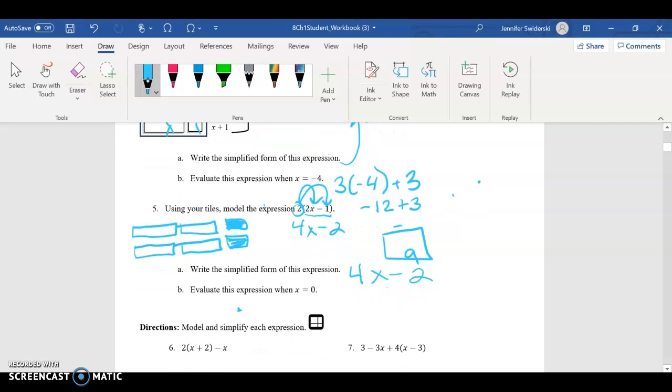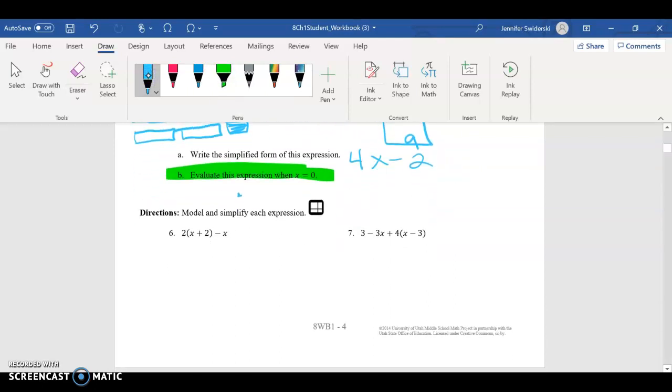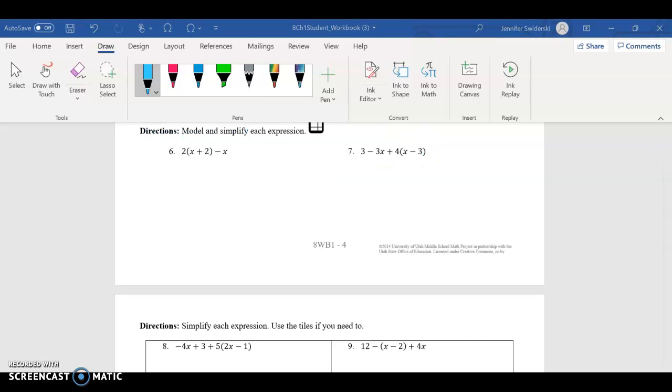Evaluate the expression when x is 0. I'm going to have you do that one on your own, so B, and we're going to move down below. It says directions, model and simplify each expression. I'm not going to model for this, but I am going to solve. And if you would like for me to show you some more examples of modeling, let me know, all right? I'm thinking PEMDAS for this though.